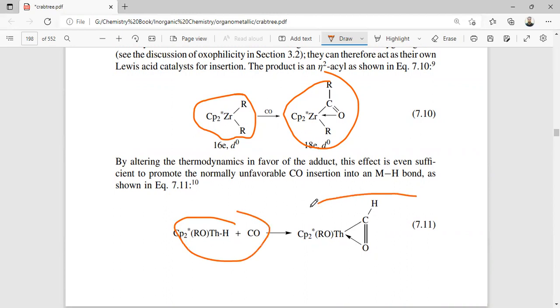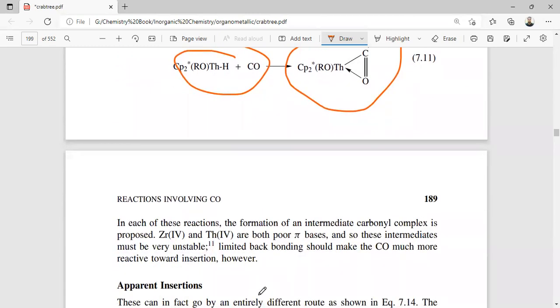The insertion reaction will form this, an unfavorable M-H bond insertion into the M-H bond. So in this case, the formation of the intermediate carbonyl complex is proposed for zirconium to thorium as both pyrophoric, and these intermediates must be very unstable. And limited back bonding should make the M-O such that it is unreactive toward the insertion.